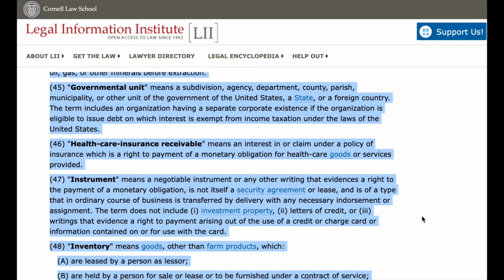47. Instrument means a negotiable instrument or any other writing that evidences a right to the payment of a monetary obligation, is not itself a security agreement or lease, and is of a type that in ordinary course of business is transferred by delivery with any necessary endorsement or assignment. The term does not include 1. Investment property, 2. Letters of credit, or 3. Writings that evidence a right to payment arising out of the use of a credit or charge card or information contained on or for use with the card.